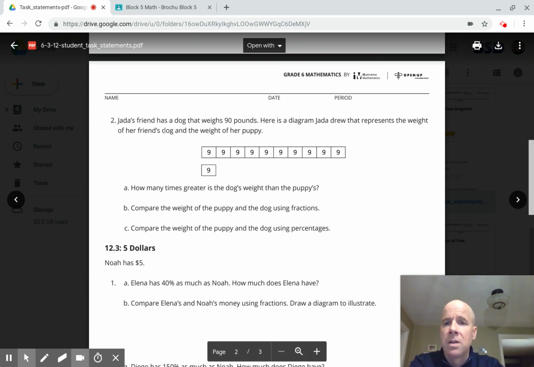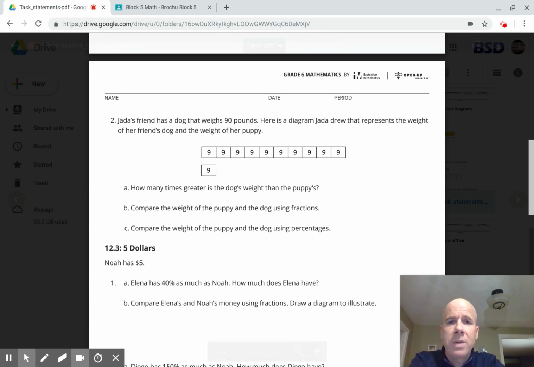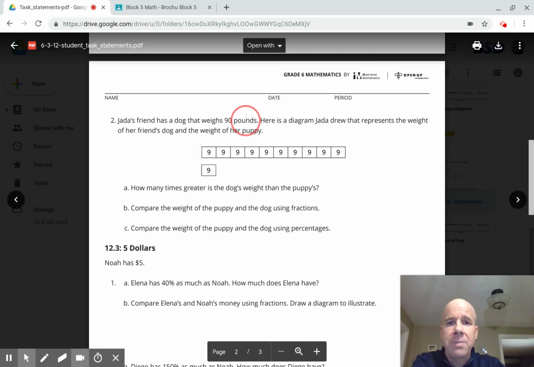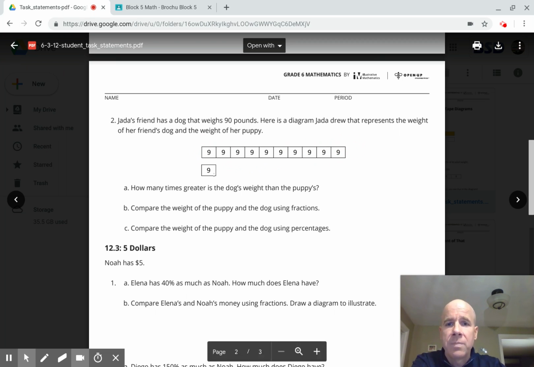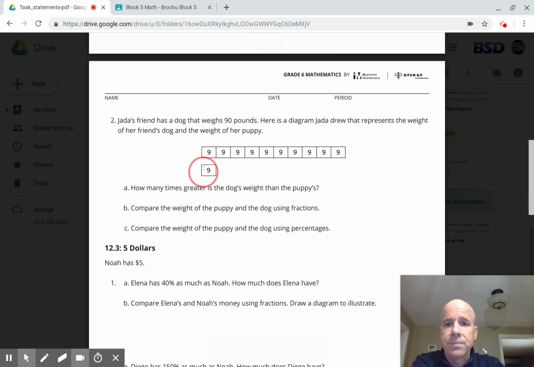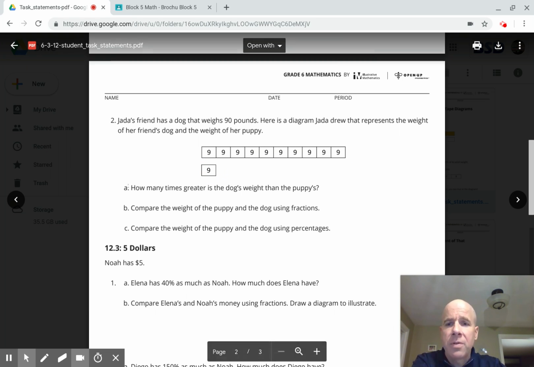Next up, Jada's friend has a dog that weighs 90 pounds. Here's a diagram. If you notice that the top one, it shows a whole bunch of 9s. What percentage is this going to represent? They're saying that the dog weighs 90 pounds. And then if you look, how many of these are shaded? This is Jada's dog, and this is the friend's dog up top. A couple different questions are getting answered.